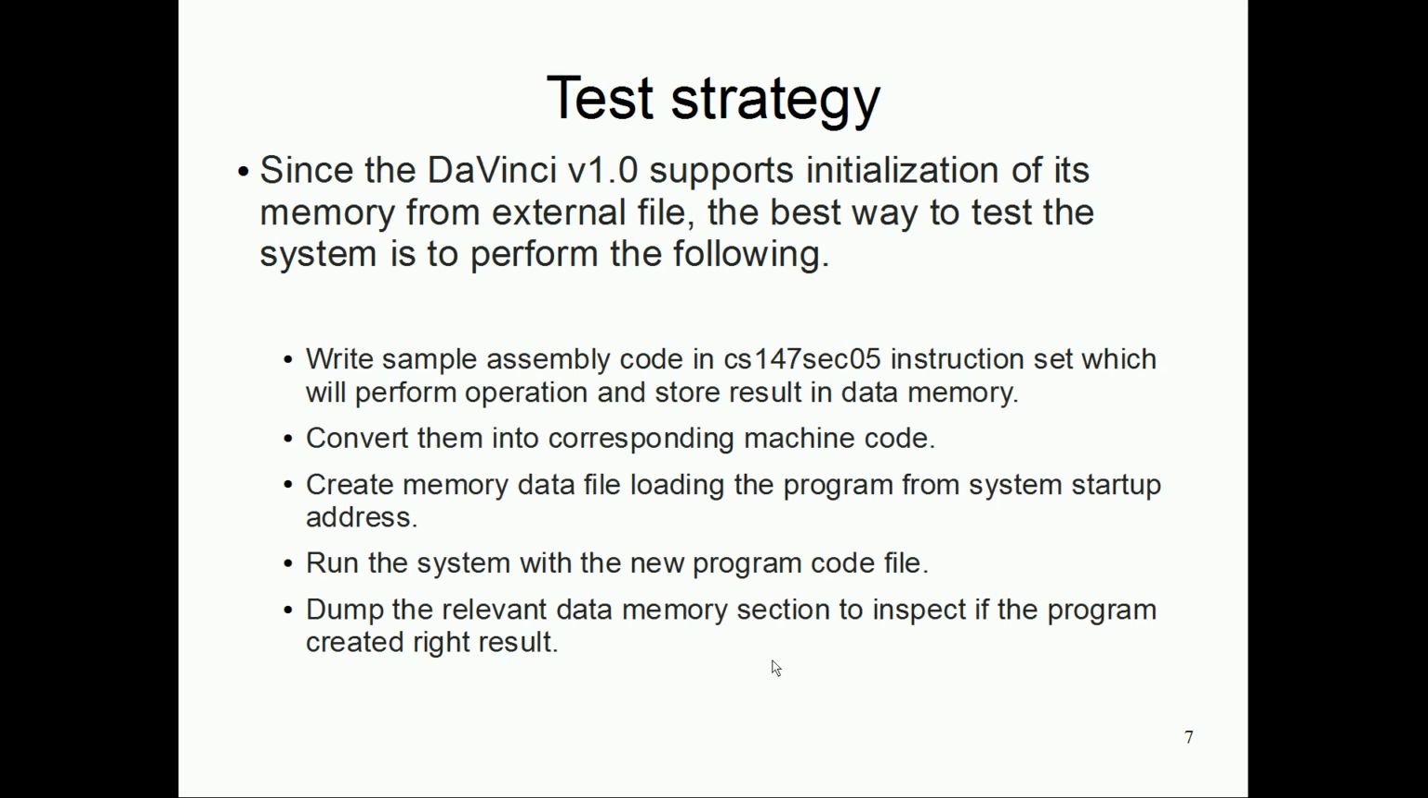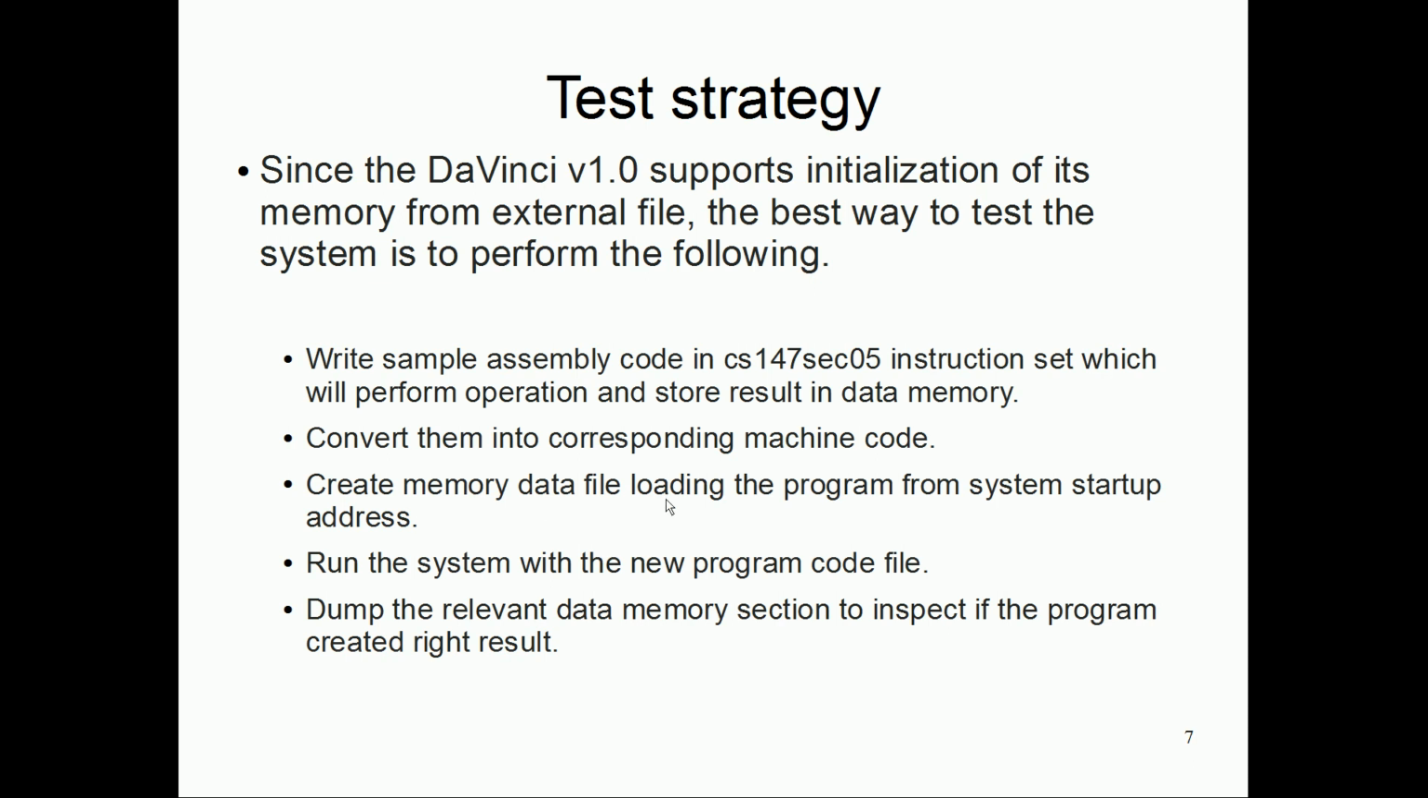Okay, write assembly code. Again, sorry, this is a typo. This is to be CS147 DV. It was Seco 5 in the previous semester. The language is different, but anyway, it is a similar thing. So in your CS147 DV instruction set, write a program which performs operations and stores results, which actually covers all the things, and convert it into the corresponding machine code. Okay, you know how to do that by hand.